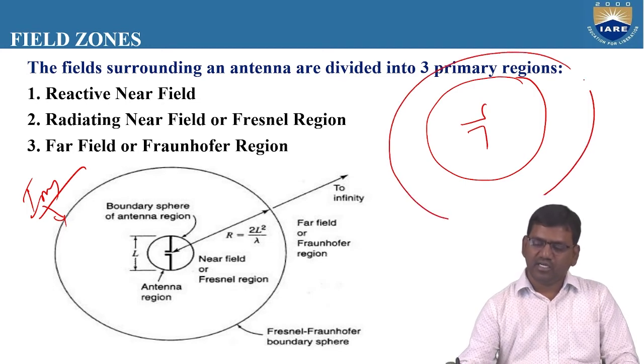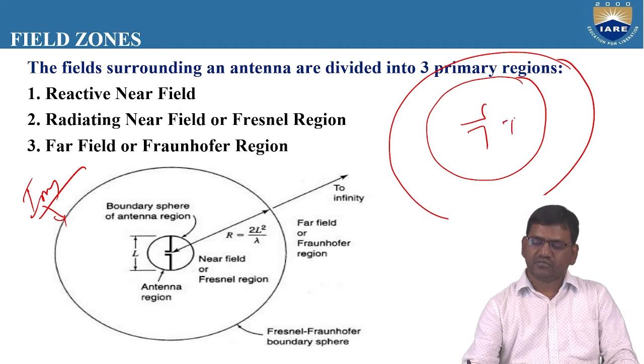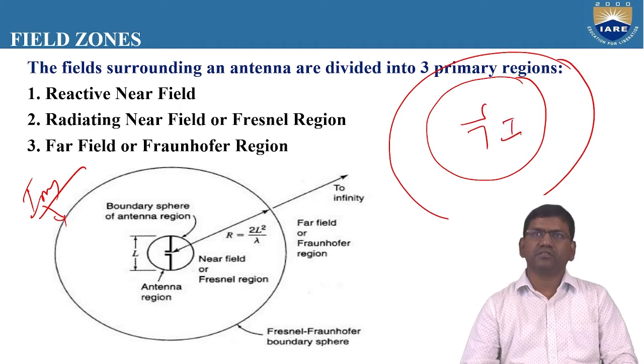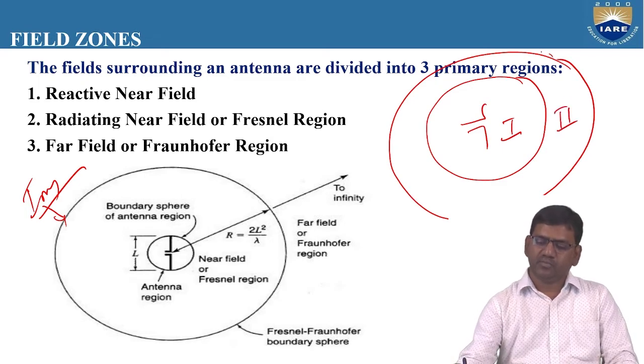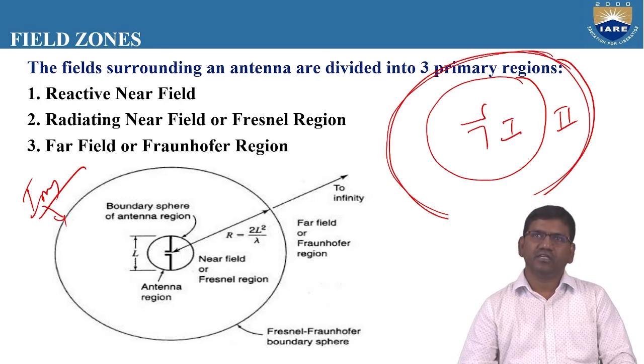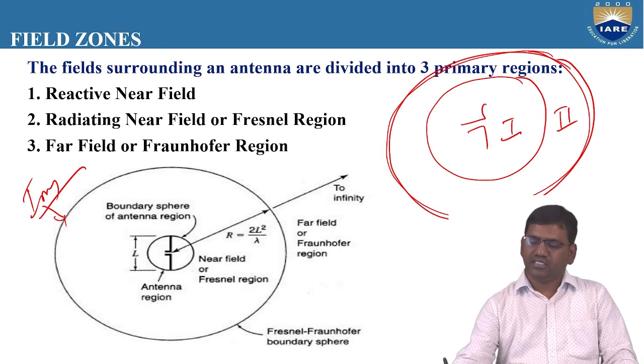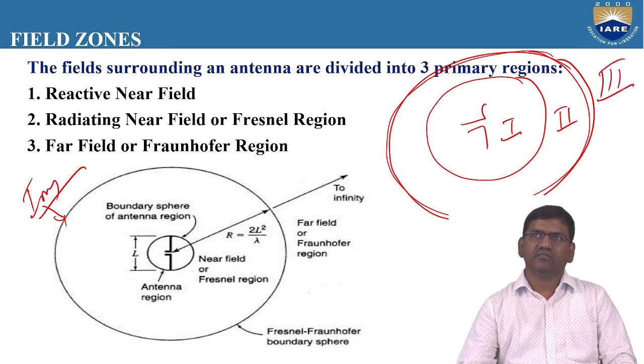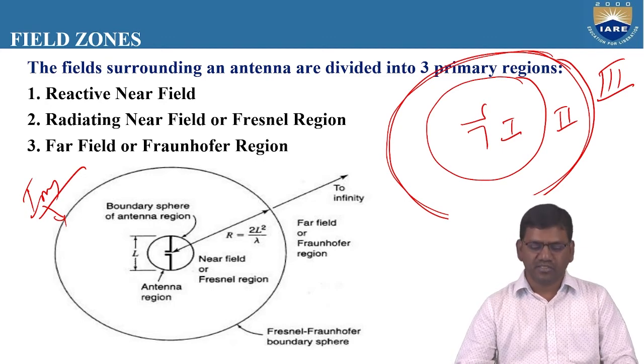If you draw another observation circle, here is the first zone. This first zone is known as the near field. The second one, this portion around the antenna, we call the radiating near field zone. And the third one is known as the far field zone. So when we exactly say which area we call a near field, which area we call a radiating field, and which area with respect to the distance from the antenna we call a far field, we'll see through some equations.